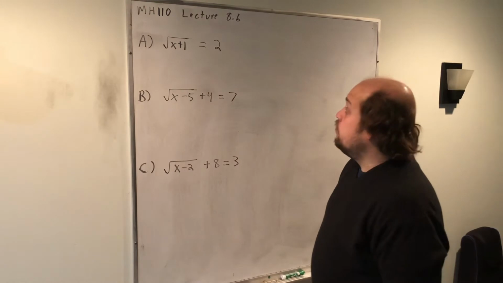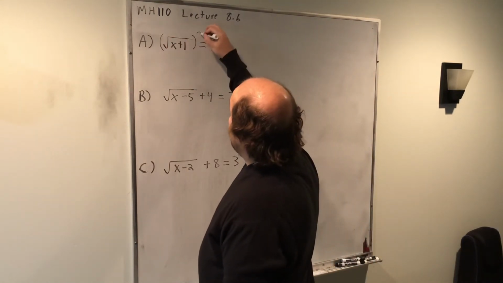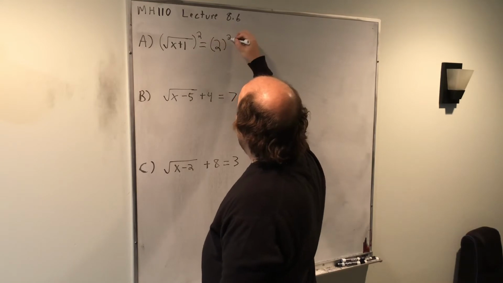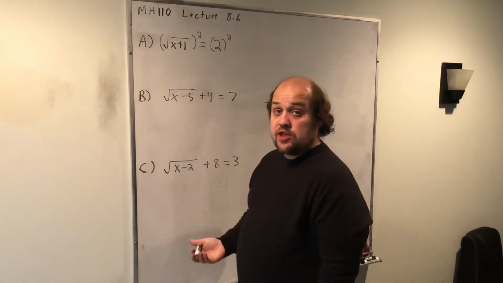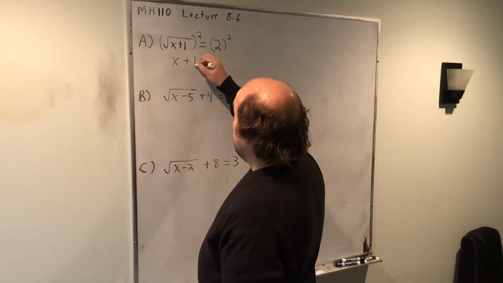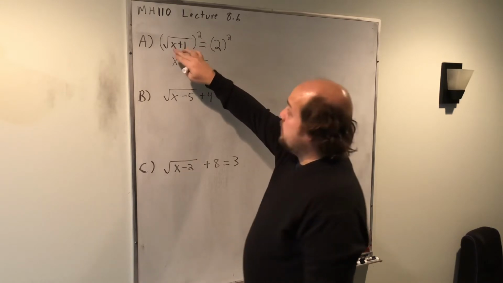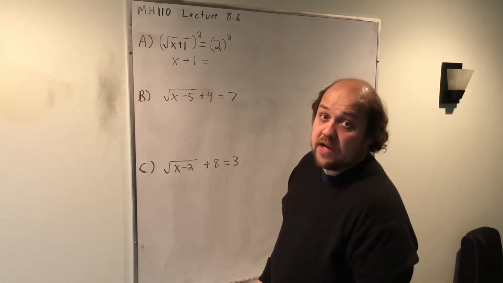It sets up as the root of x plus 1 equals 2. So if I square the left-hand side, square the right-hand side. On the left, squaring and a square root undo each other. So basically, I'm just left with what's outside the square root, x plus 1, which used to be under the root. These two undo each other and just leave me with what was underneath the root.